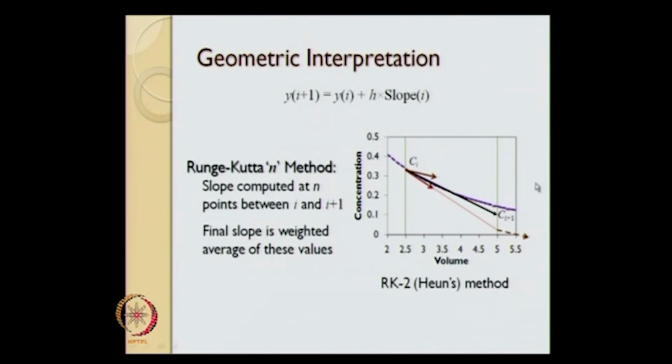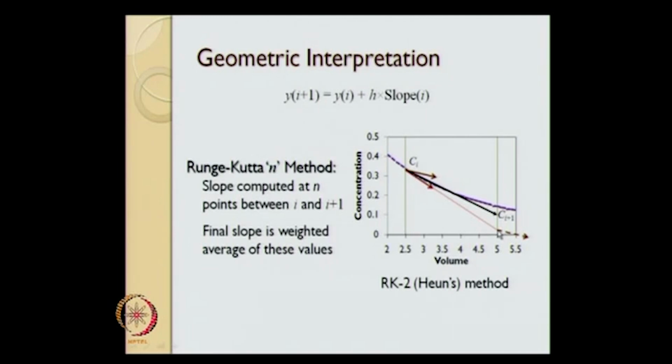Okay. What I am showing over here is RK2 Heun's method. In Heun's method, this particular red arrow is the slope computed at (t_i, C_i). Based on the slope computed at (t_i, C_i), we project to this particular point. Note that this is not C_i+1, this is just the projection of C_i at t_i+1 using the slope at t_i.